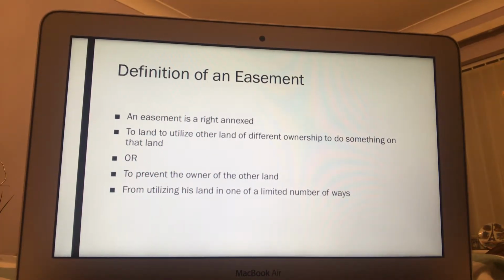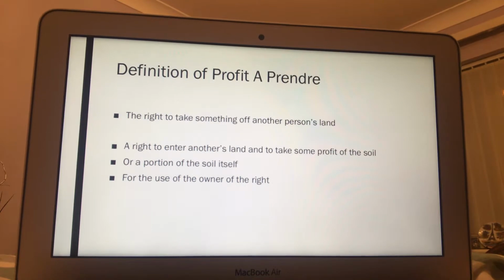In Halsbury's Laws book, an easement is defined as a right annexed to land to utilise other land of different ownership to do something on that land, or to prevent the owner of the other land from utilising his land in one of a limited number of ways.